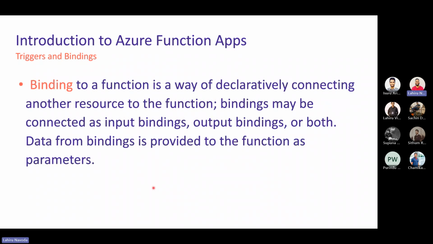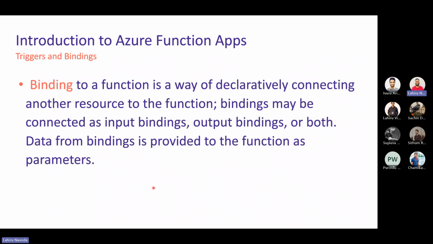And then let's talk about this term bindings. Binding to a function is a way of declaratively connecting other resources to the function. In Azure, we have different resources like Service Bus queues, Cosmos DBs, and Azure SQL databases. We can connect these different types of resources to a function using bindings.